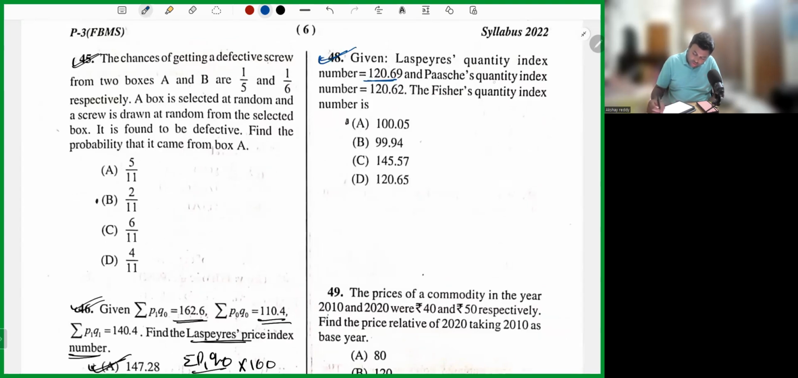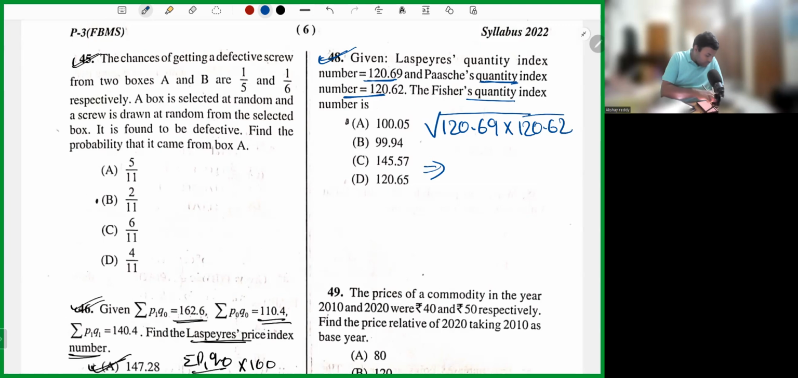Next, Laspeyres quantity and Paasche quantity are given. He is asking for Fisher's quantity index number. What is Fisher's quantity index number? Root of Laspeyres into Paasche. Laspeyres 120.69, Paasche 120.62. So 120.69 into 120.62 under root will be 120.65. The simple answer is 120.65.